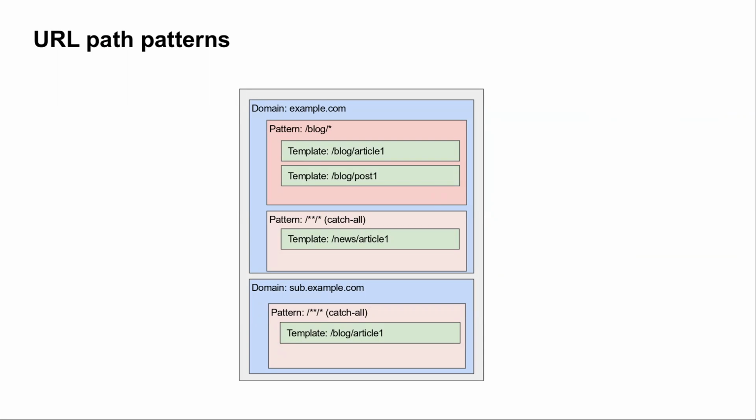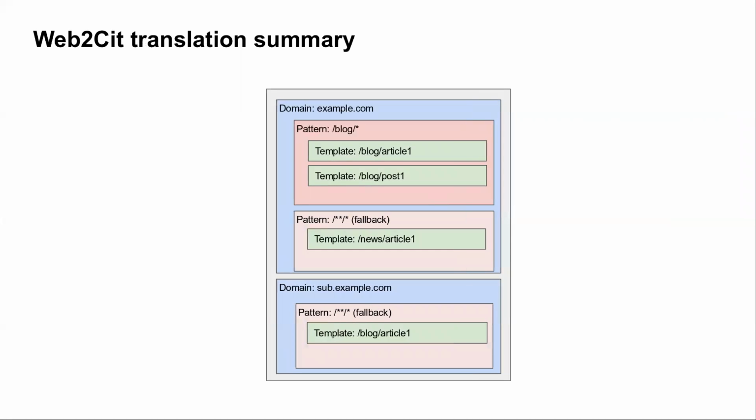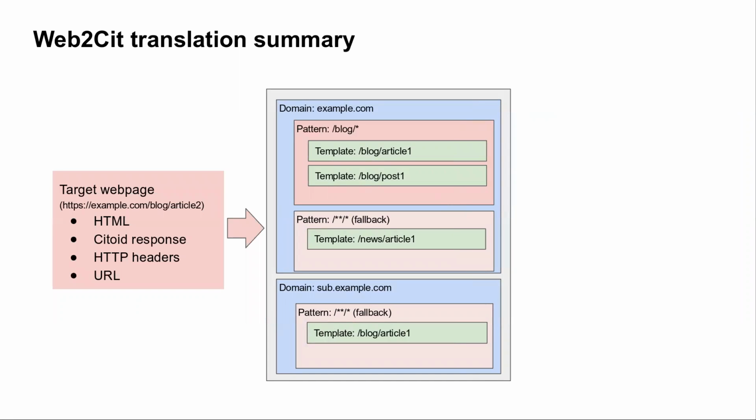To end with the overview, let's go back to our summary. This is everything we've seen so far. If we give Web2Cit a target web page, let's say in this example example.com/blog/article2, which is written here, the first thing Web2Cit does is check what domain this target page belongs to. So in this case, it's not going to use the configuration defined for subexample.com because that's not the domain we are targeting.